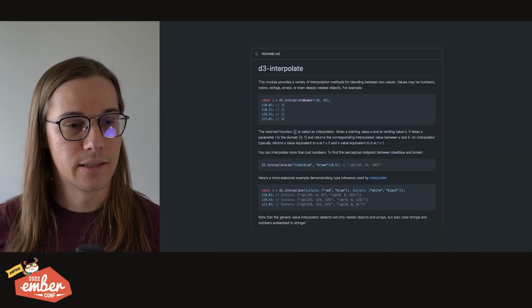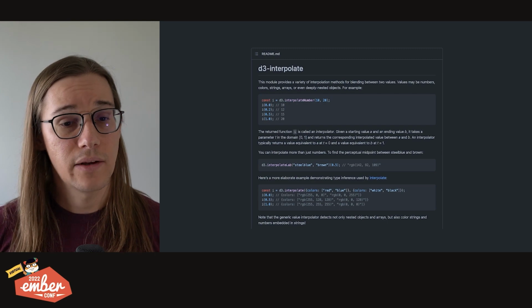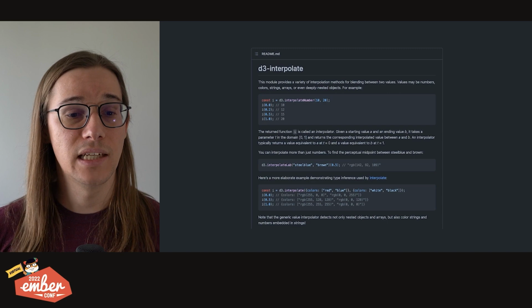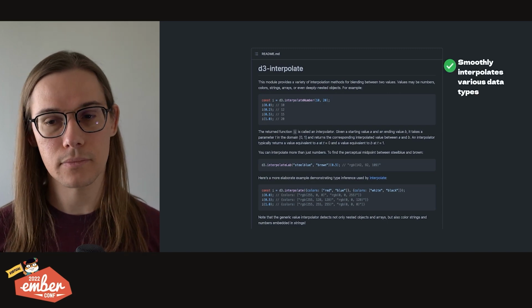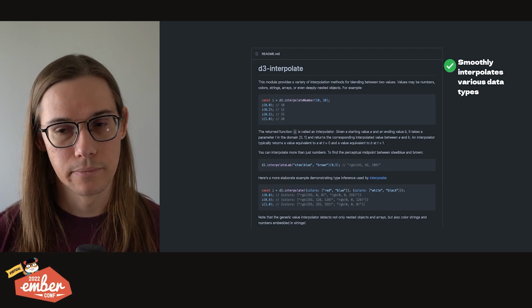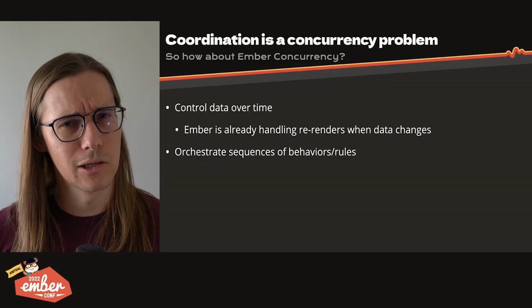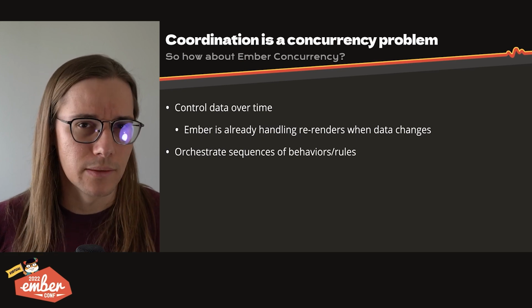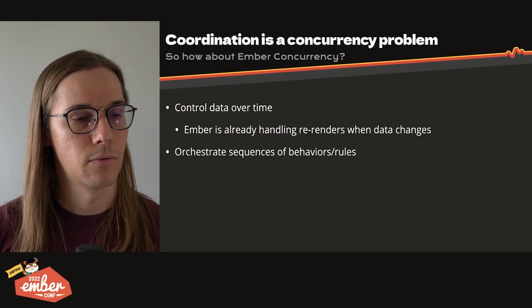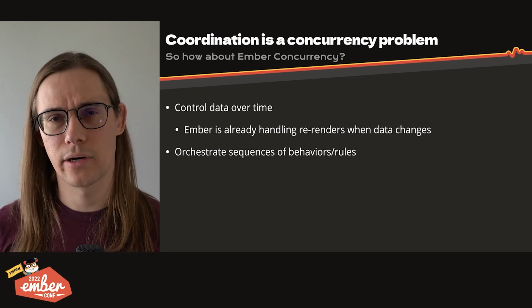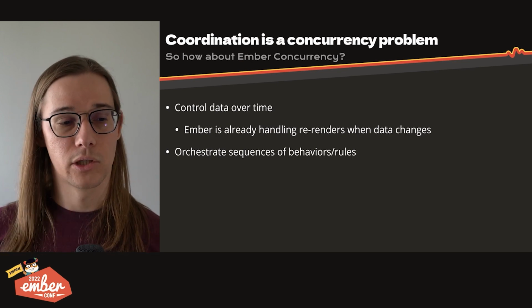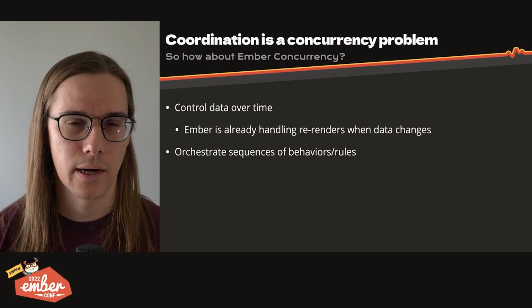In D3 interpolate, it says right in the README that it provides a variety of interpolation methods for blending between two values, and those values may be numbers, colors, strings, arrays, or even deeply nested objects, which is fantastic. So that's our first requirement, smoothly interpolating data. The next one is coordination. But the thing is, coordination is actually just a concurrency problem. So how about Ember Concurrency? That's kind of our go-to solution for coordinating work that's asynchronous. So with that, we can control data over time. Ember's already handling rerenders, so that's kind of already solved for us. And then Ember Concurrency can orchestrate sequences of behaviors. I don't know, let's just try it out, right?